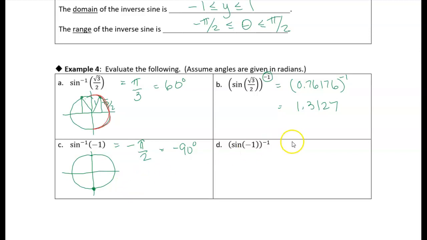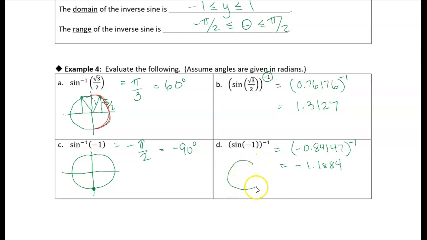All right, one last example. Again, this is a case where it looks very much like part C, but now this -1 indicates an exponent. So I'm going to put the sine of -1, which is about negative 57.3 degrees, into my calculator. I get a negative 0.84147 to the -1. Now I'm just going to take the reciprocal of it, and I get negative 1.1884.